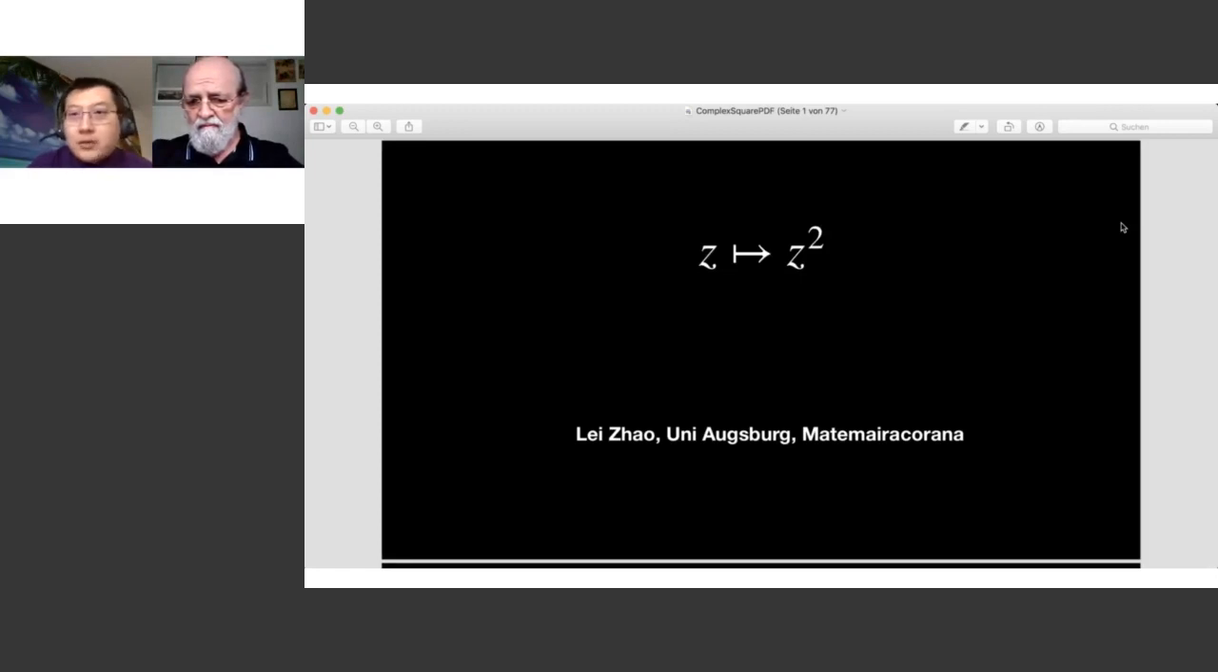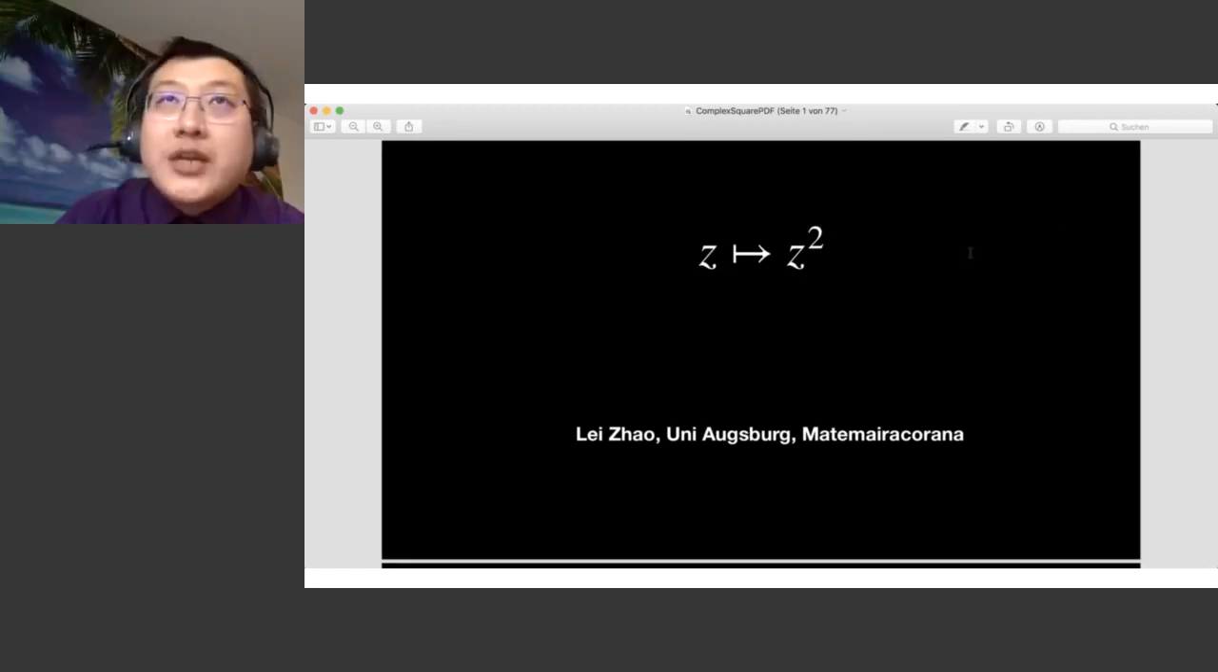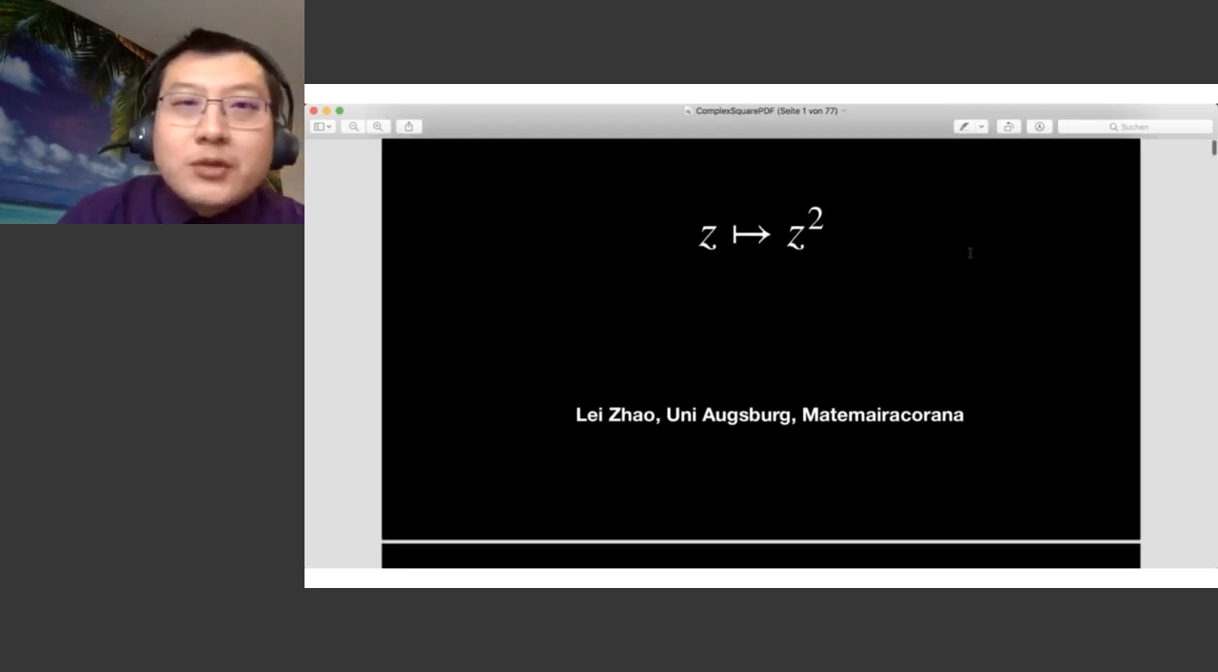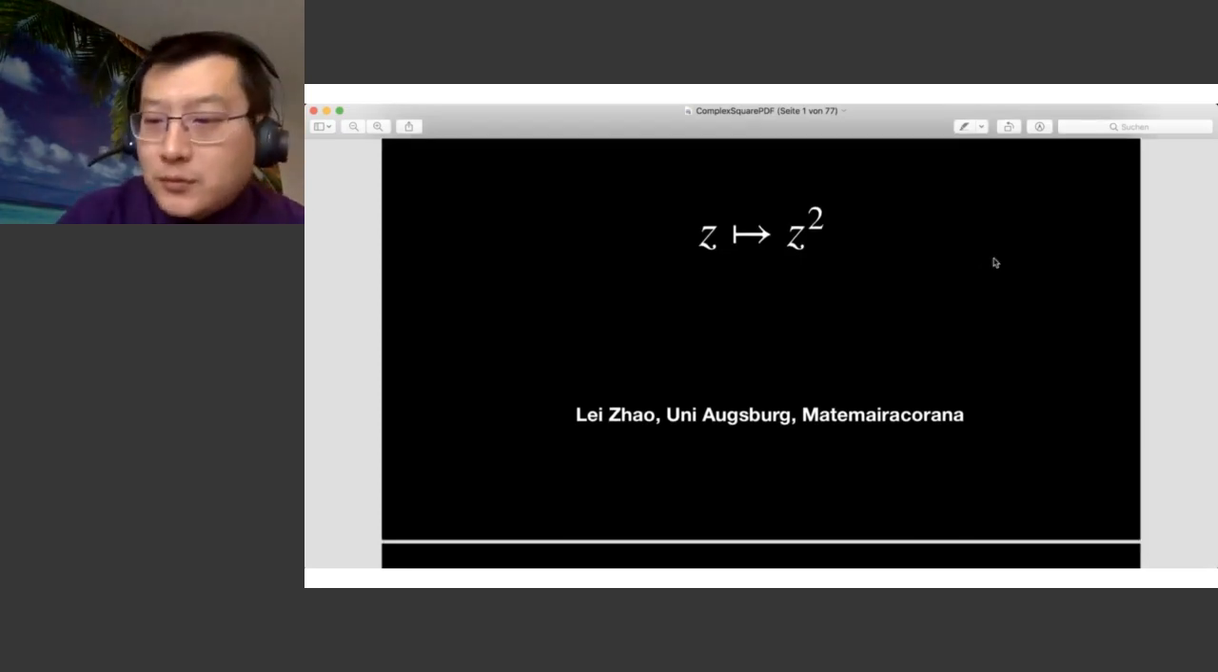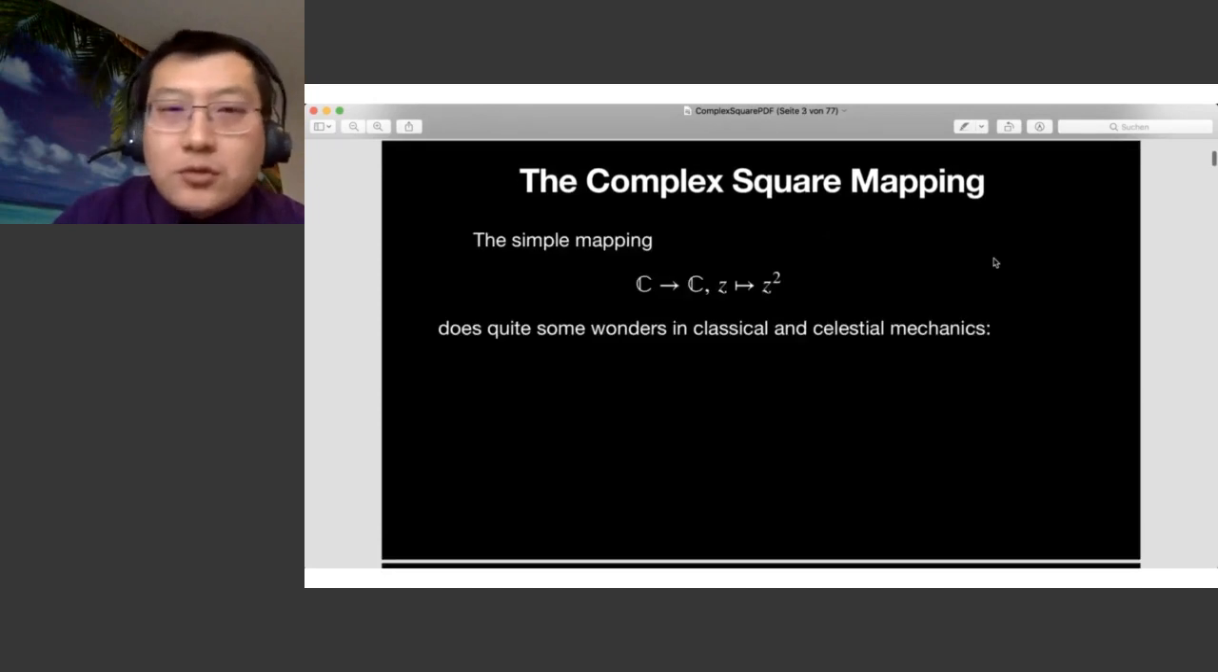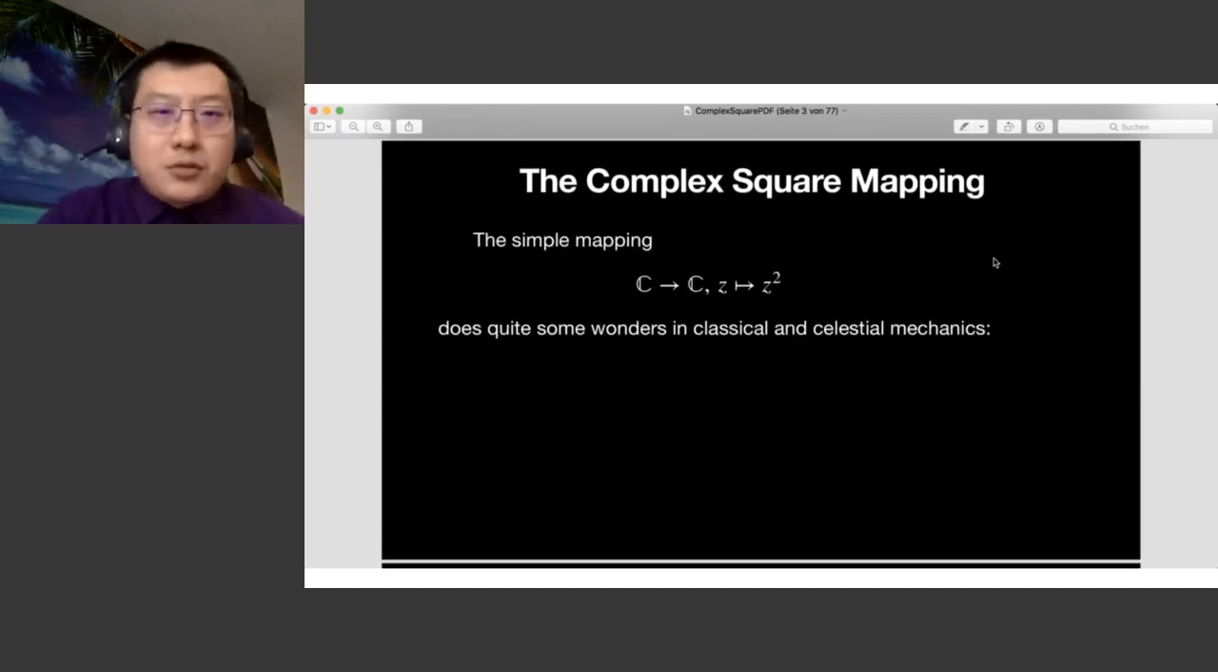Okay, so I would like to try to explain what I thought about this mapping, and in particular its applications in some problems in celestial mechanics and related stuff. I hope this is a simple talk. So okay, let's start. The mapping which I would like to talk about today is very simple.